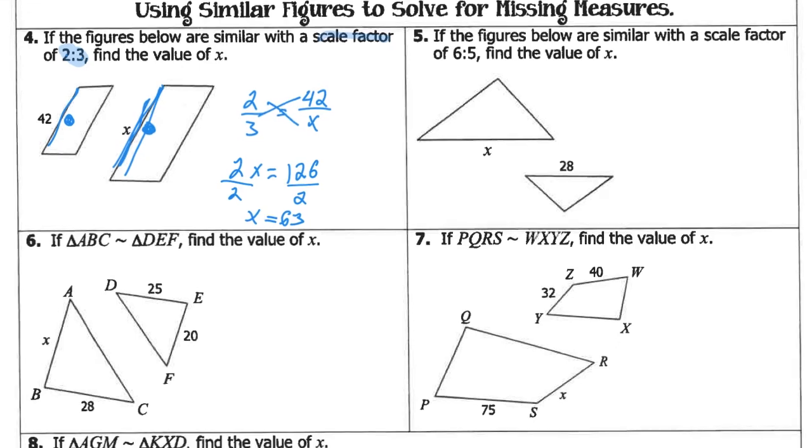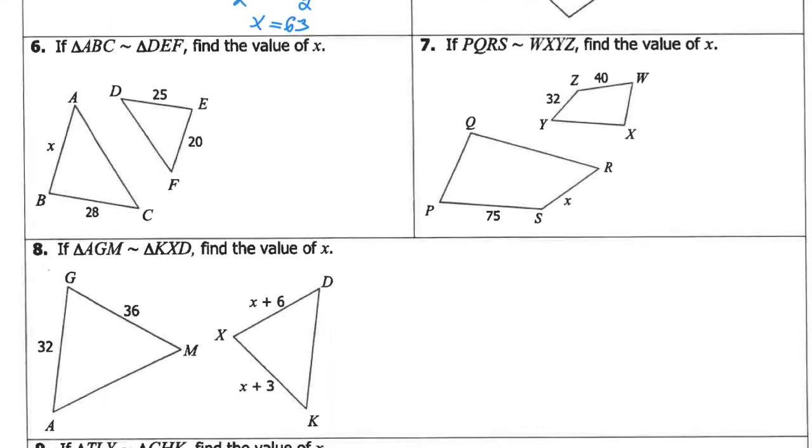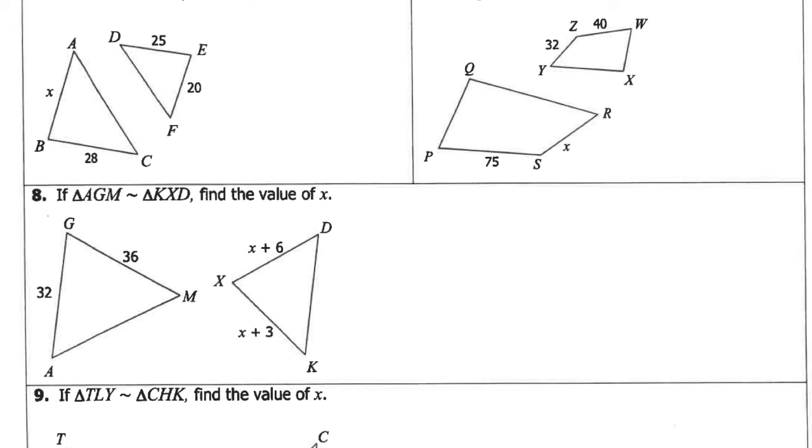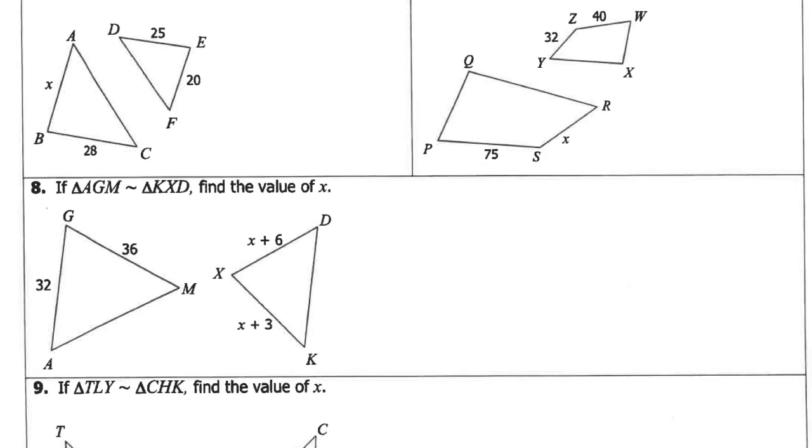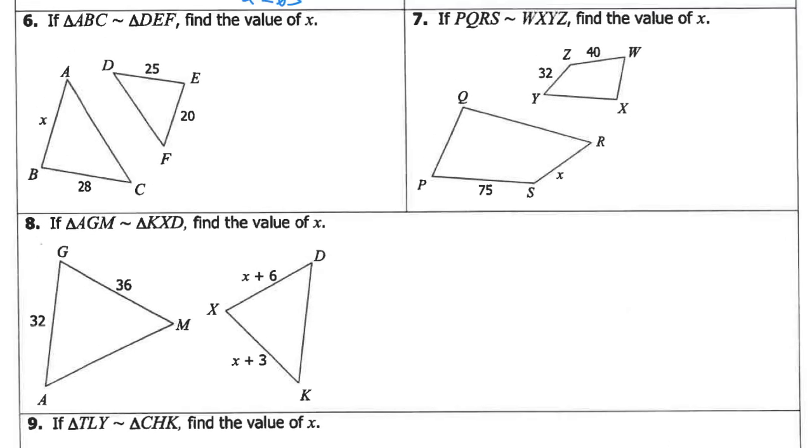Number 6 is a little bit different. The rest of these are going to be all very similar to each other. But number 6 does not give us the scale factor, but it does give us the similarity statement. And remember, in the similarity statement, the first one is matching up with the first one. So angle A is matching with angle D, and angle B is matching with angle E.